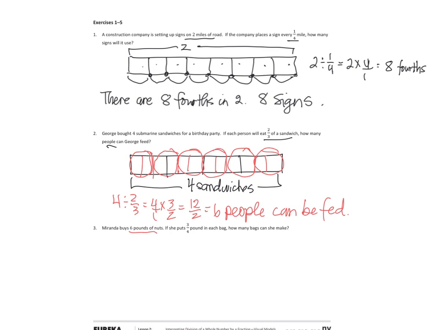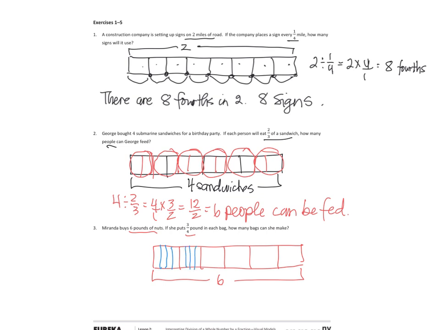Miranda buys 6 pounds of nuts. If she puts 3/4 pound in each bag, how many bags can she make? So I'm going to do this drawing, and there's the 6 pounds, okay? But then it says that we are chopping this up into fourths, right? So I'm going to use a different color and go, there's one grouping. Okay, so I have all my fourths.